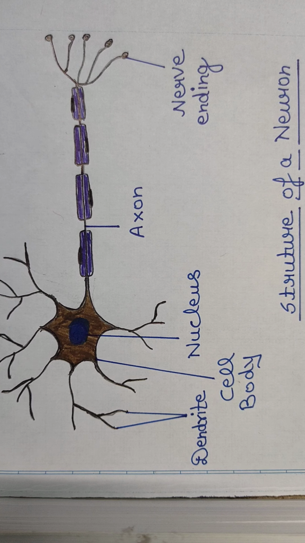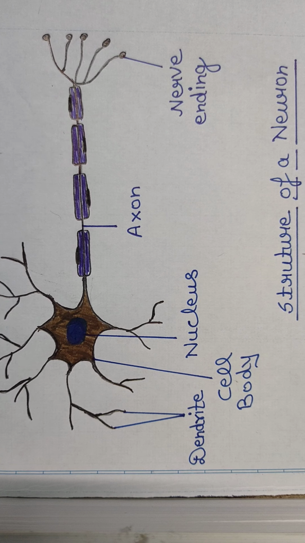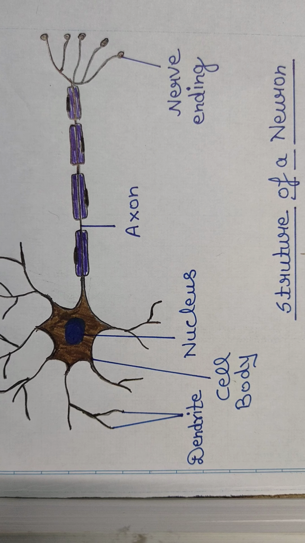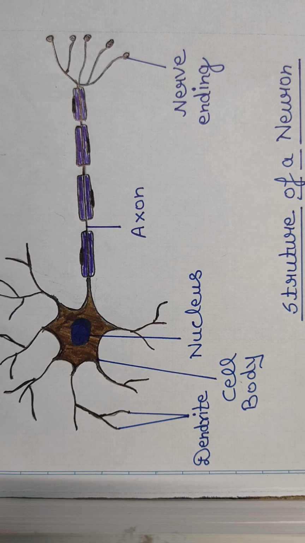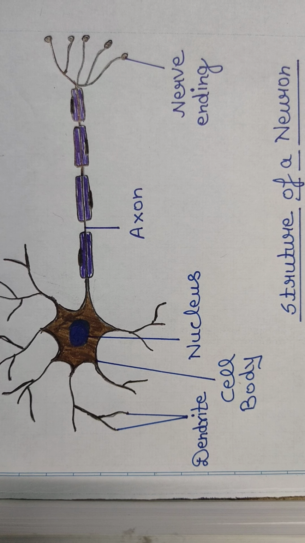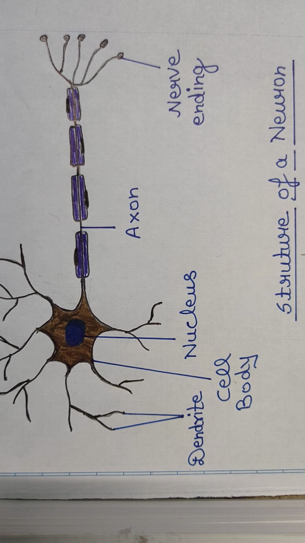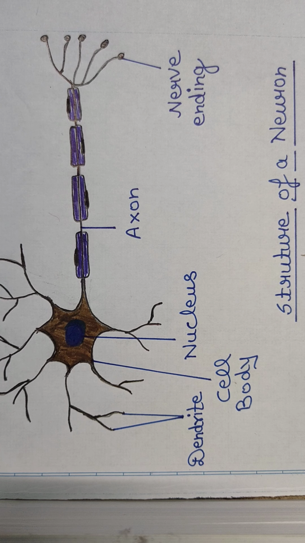So students, today's topic of discussion is the nervous tissue for the class 9th students. So let's proceed. What is the nervous tissue? The brain, the spinal cord and the nerves are all composed of the nervous tissue. The cells of this tissue are called nerve cells or the neurons. The neuron is basically the structural and the functional unit of the nervous tissue.